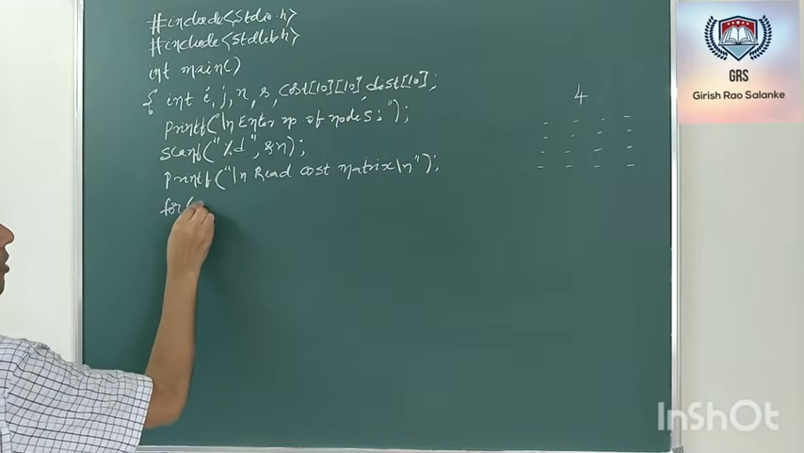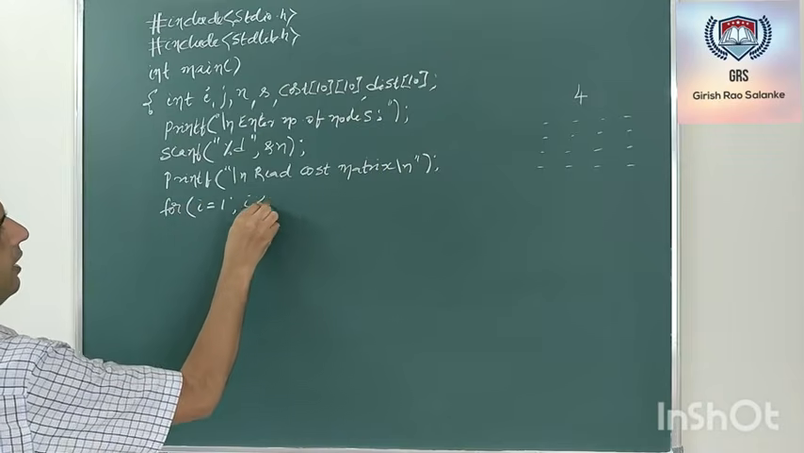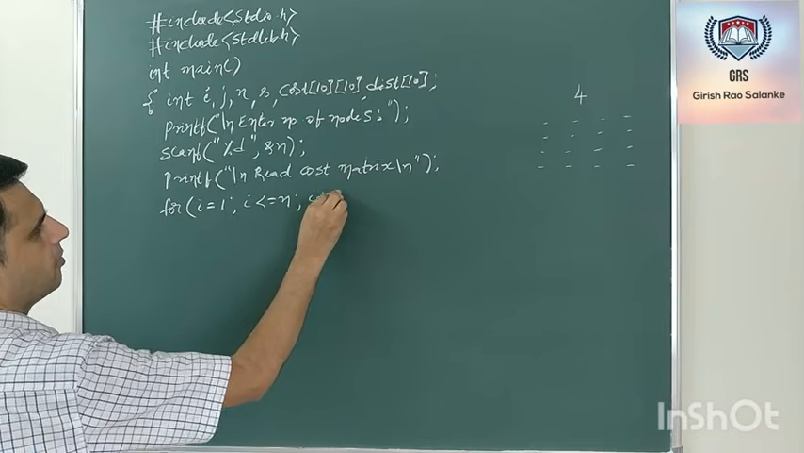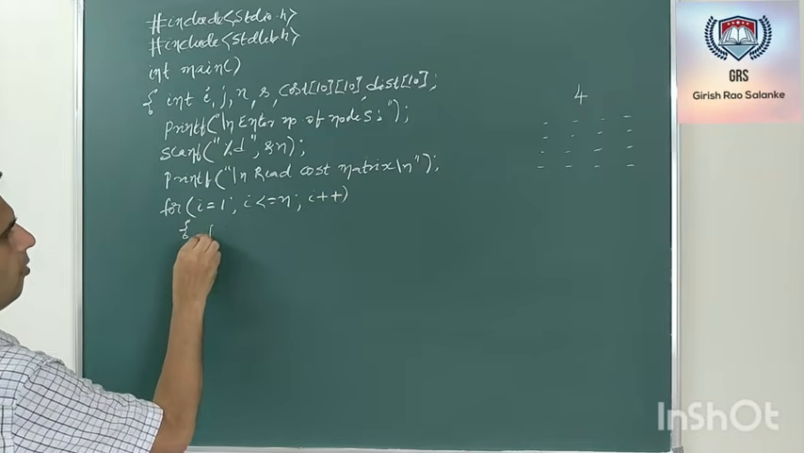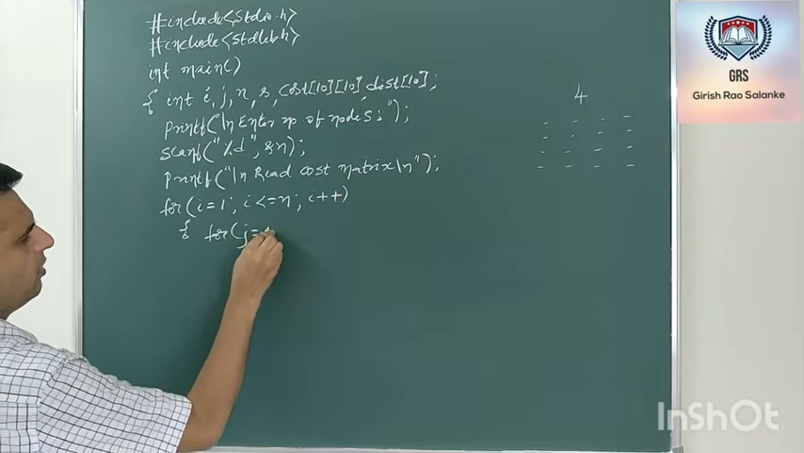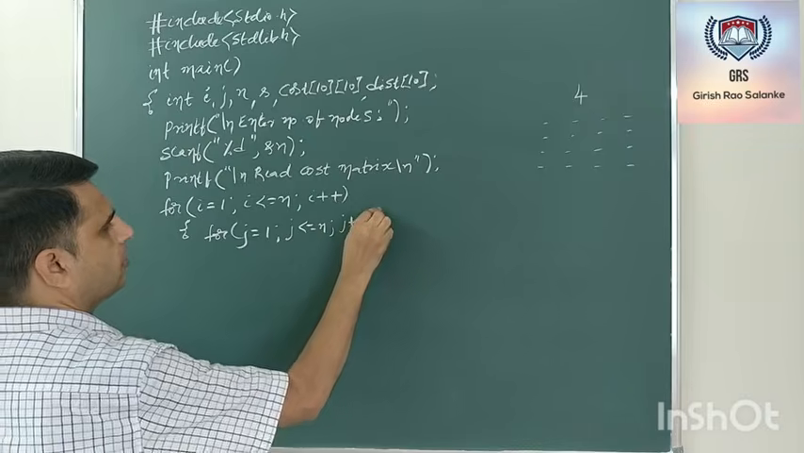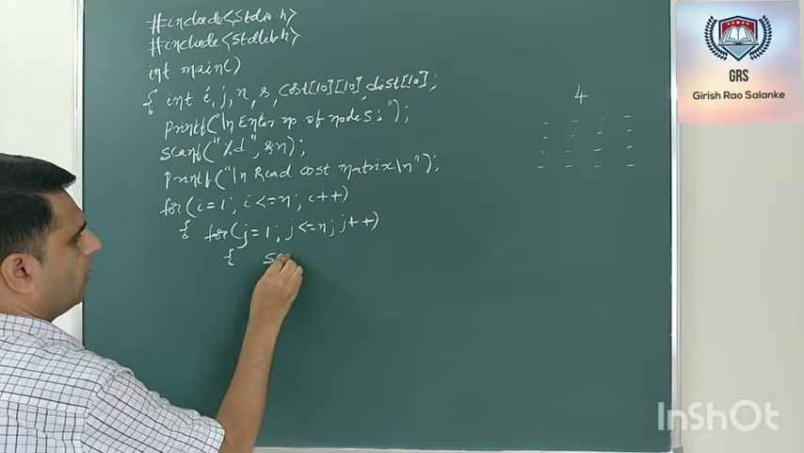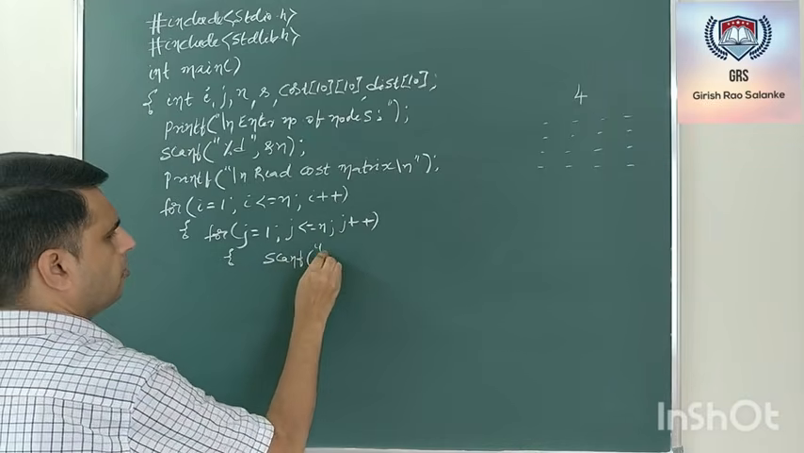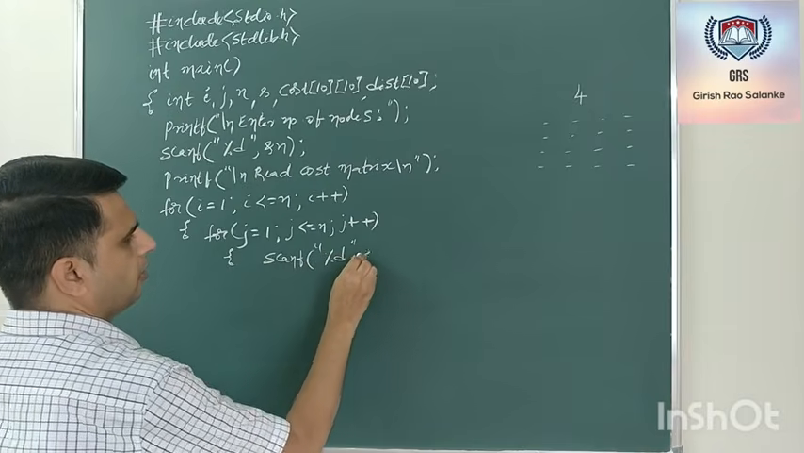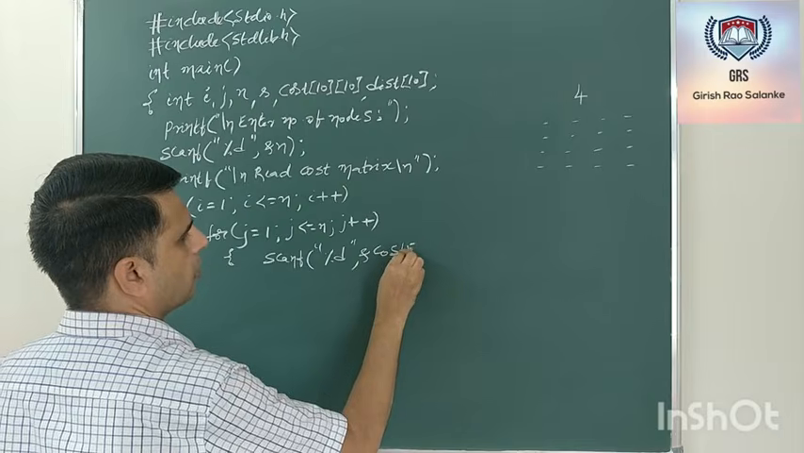So, take a for loop. For i is equal to 1, i less than or equal to n, i plus plus. For j is equal to 1, j less than or equal to n, j plus plus. scanf percentage d ampersand of cost ij.